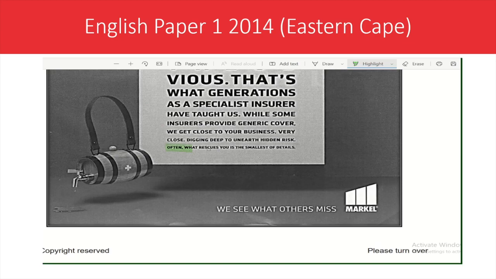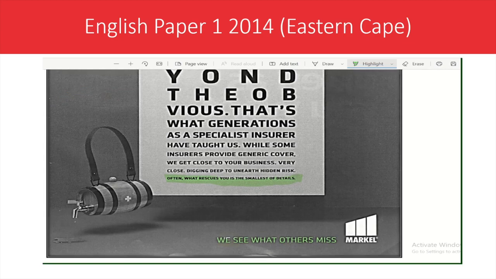Often what rescues you is the smallest of details. If we have a look over here, Grade 11s, we can see that the slogan of this company is see what others miss. This could definitely connect with the slogan, the fact that you need to see the details of things. This particular company, which is an insurance company, sees the finer details and sees what others miss, and that's important when you have an insurance company.